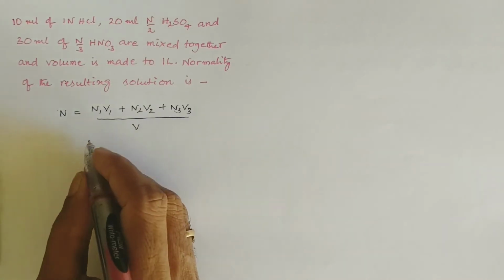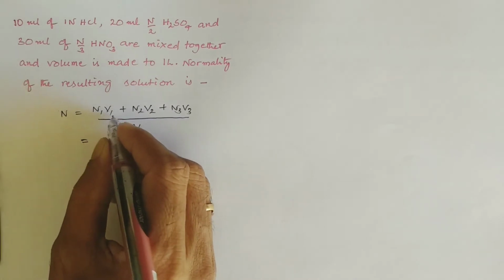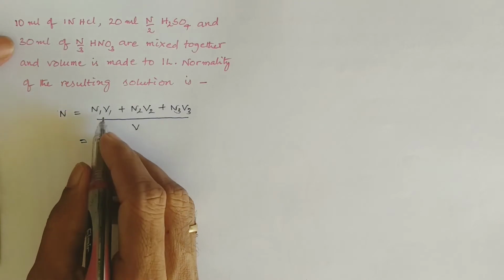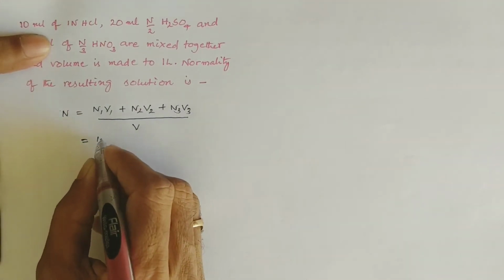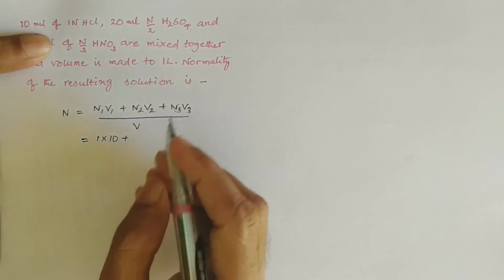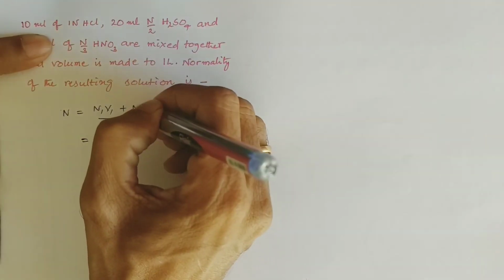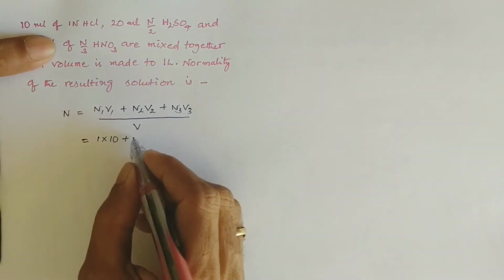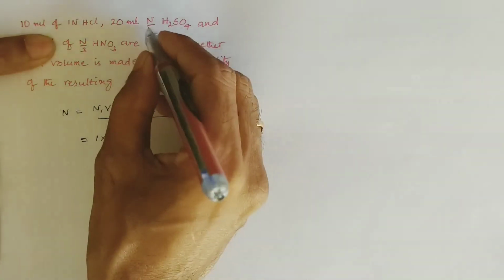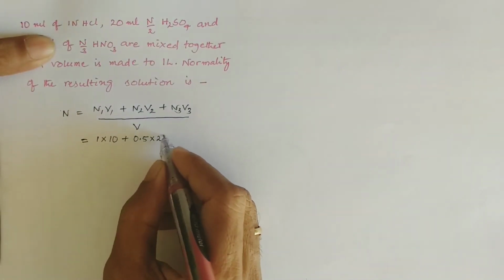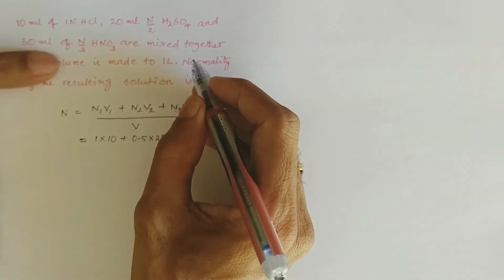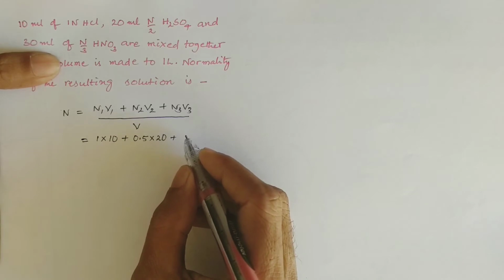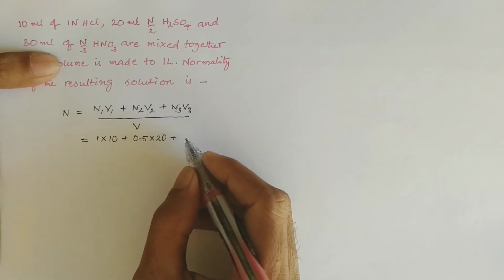Now N1 and V1 are the normality and volume of the first solution, that is HCl. So what is the normality? 1, and the volume is 10, right? N2 is the normality of the second solution, that is N by 2. N by 2 means 0.5 normal, into volume 20, plus the normality of the third solution, which is 1 by 3. 1 by 3 is 0.33, right?